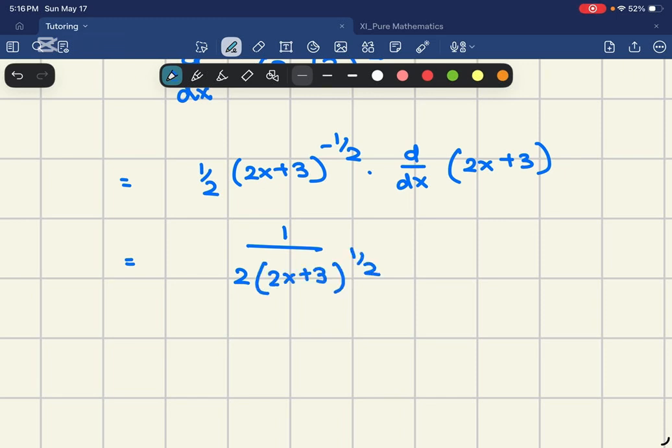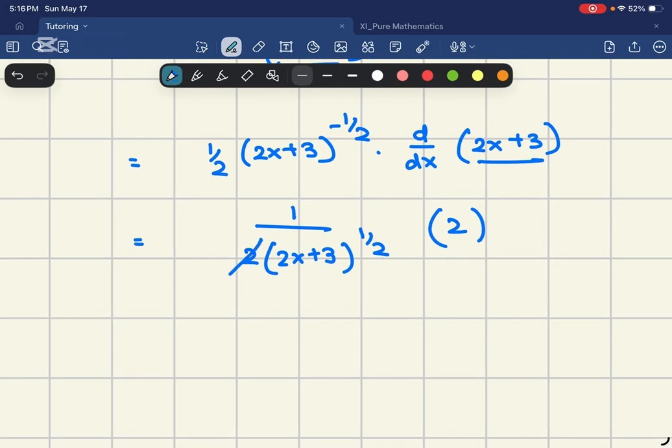I really encourage you to see how you go from this to this, right? And when you differentiate this, this is 2. And this 2 and this 2 are going to cancel out. So actually you have 1 over square root of 2x plus 3. That is going to be your solution.